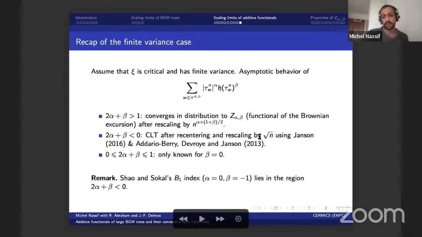And finally, there's an intermediate regime, which is for 2 alpha plus beta lying between 0 and 1. And this is only known for beta equals zero, so functions of the size, and otherwise not a lot is known in the general case.